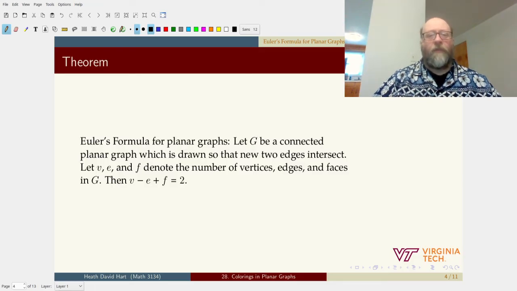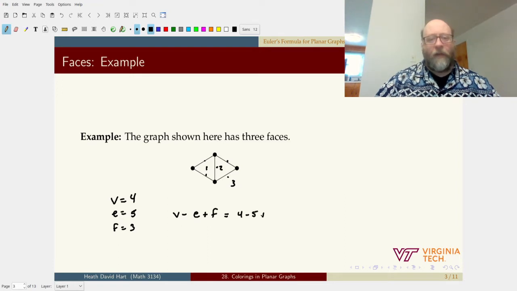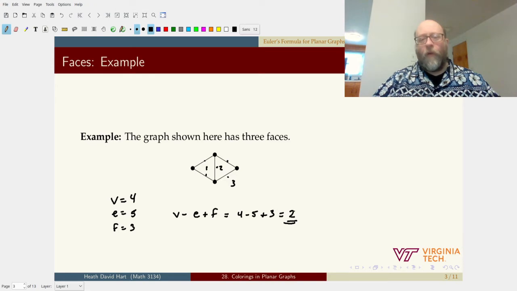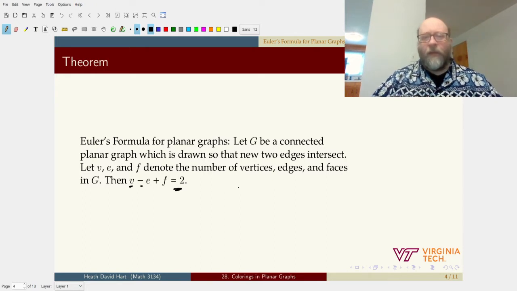We have a formula for planar graphs. Let V, E, and F denote the number of vertices, edges, and faces. Then vertices minus edges plus faces always equals 2. So in this example, vertices is equal to 4, edges is equal to 5, and there are 3 faces. Vertices minus edges plus faces is 4 minus 5 plus 3. 4 minus 5 is -1, and -1 plus 3 is 2. And so the formula works at least for this graph, but in fact, it works for all planar graphs. That's kind of surprising that no matter how complicated your graph is, this always works out to be a constant.